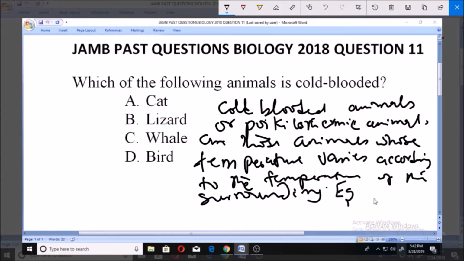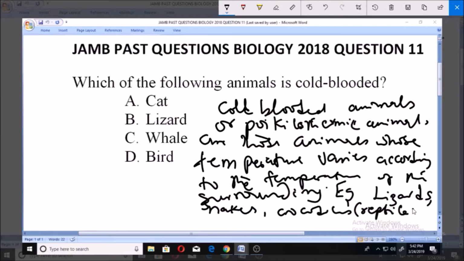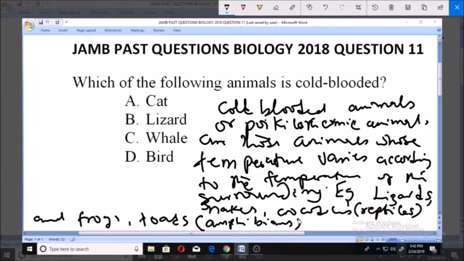So major examples of cold-blooded animals are things like lizards, snakes, crocodiles. All these reptiles are cold-blooded animals. Then we'll also talk about animals like frogs and toads, and these animals are known as amphibians. The amphibians are also cold-blooded animals. So with the examples given of cold-blooded animals, you can easily pick out that the right option is B, which is lizard. Thank you.